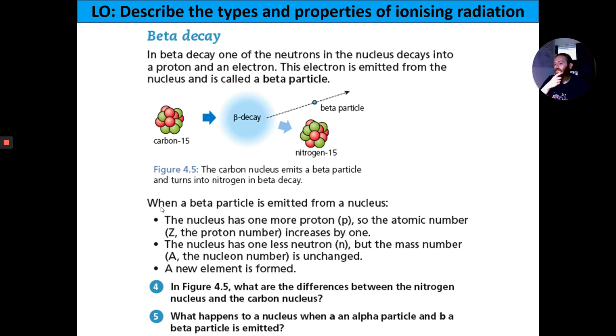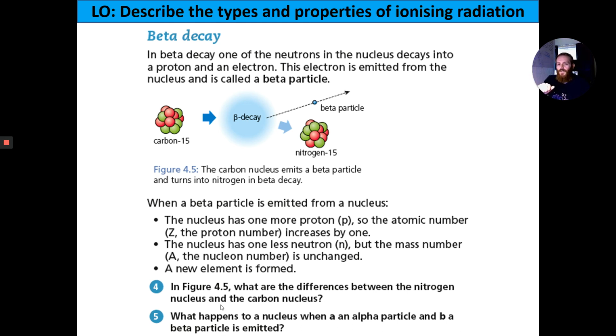Okay, so let's look at this in detail then. When a beta particle is emitted from a nucleus, the nucleus has got one more proton, so the atomic number increases by 1, hence the change in element. And the nucleus has one less neutron, but the mass number is unchanged because it's gone from a neutron into a proton. Both of those things contribute to the mass of the nucleus, so it doesn't change. A new element gets formed.